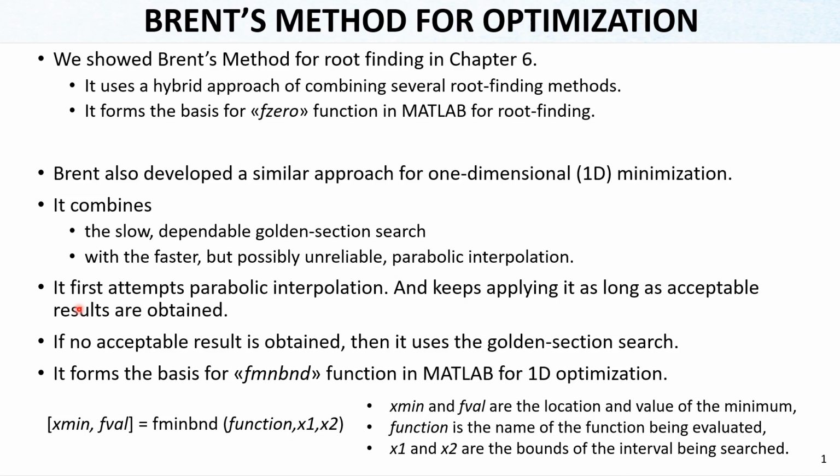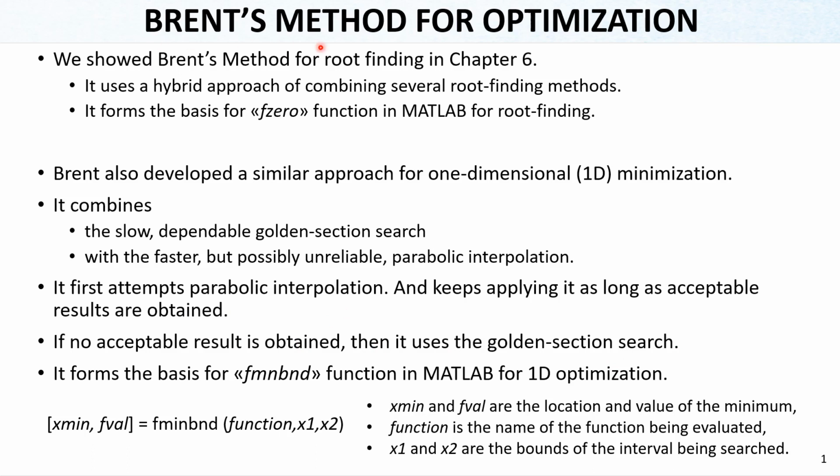So what it does is it first attempts parabolic interpolation and keeps applying it as long as acceptable results are obtained. So that's the basic idea. If no acceptable results are obtained using parabolic interpolation, then it uses the golden section search. It switches to golden section to continue in a reliable way, but a slower way.